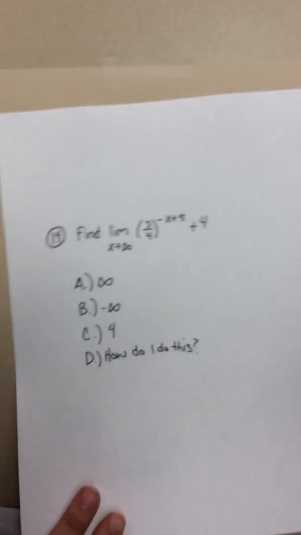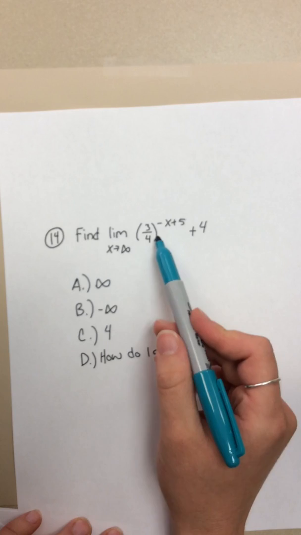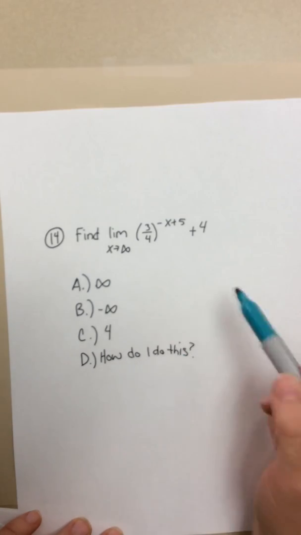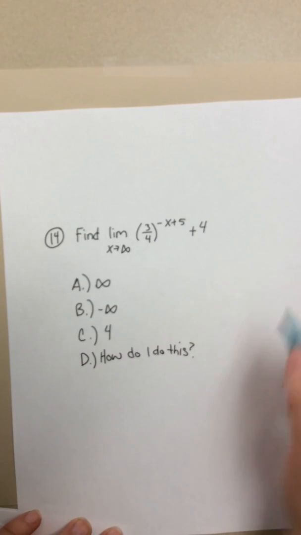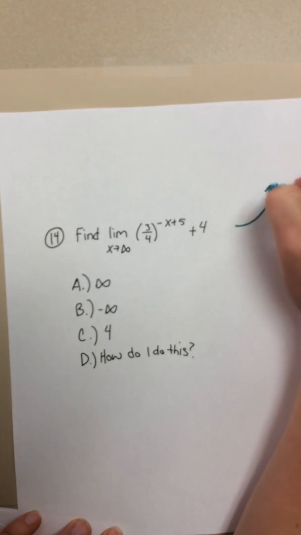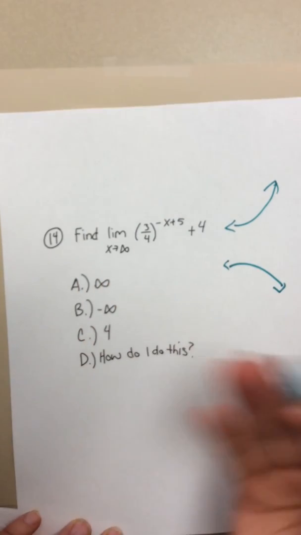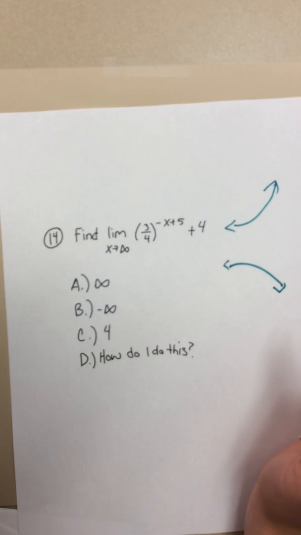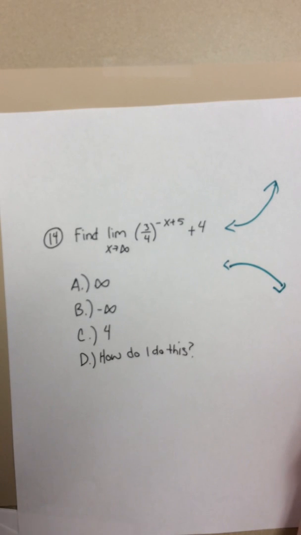Okay, next one. This limit as x approaches infinity. Right here, I have an exponential function. In this exponential function, you have to remember that exponential functions look like this. They either go like that, they go like that, or they could be flipped the opposite way. Somewhere there's going to be a horizontal asymptote, and the other direction, the limit as x approaches infinity or negative infinity, is going to go off forever into infinity or negative infinity.